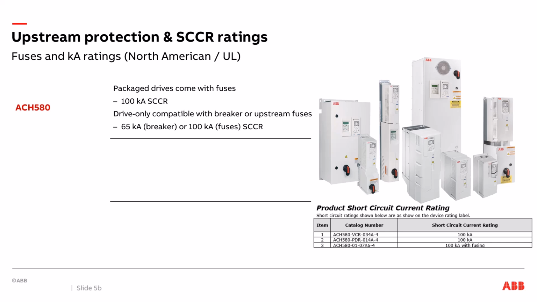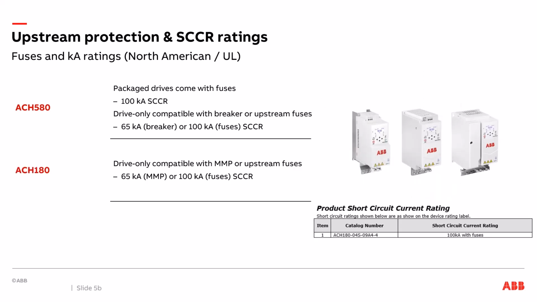Otherwise, for OEMs who are packaging the drive in their own enclosure, there are options to use a circuit breaker in front of the drive to get a 65 kA rating. So nice, strong SCCR ratings. 100 kA for commercial HVAC is more than you're ever going to need. Typically, anything 65 kA or above will take care of you.